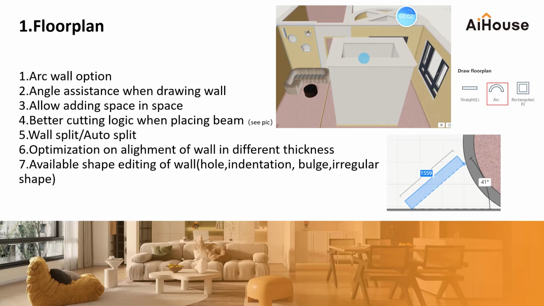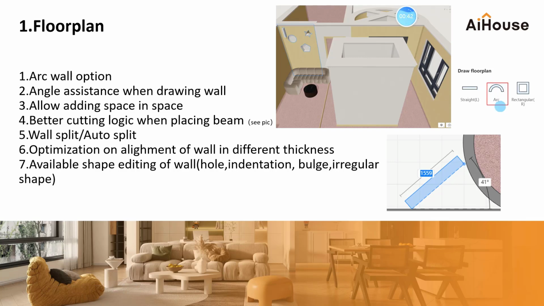On this page, you can see that I have listed the updates for our floor plan. The first one is the arc wall. In our previous version, if you wanted to draw an arc wall, you needed to draw a straight wall first and then change it into an arc wall. However, in our new version, the operation is not that complex, because we have added the arc drawing method in our left-hand toolbar in AiHouse. You can directly use it to draw the arc wall. Here it is.